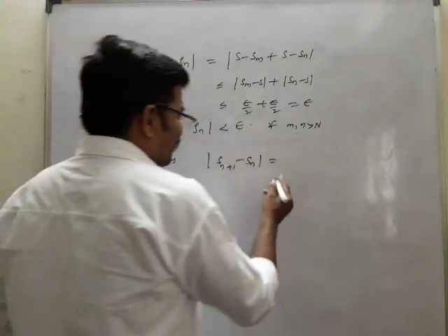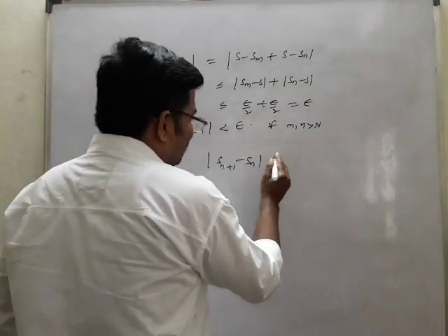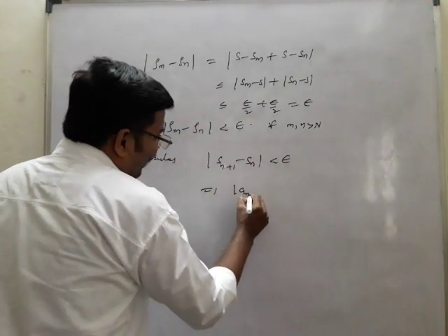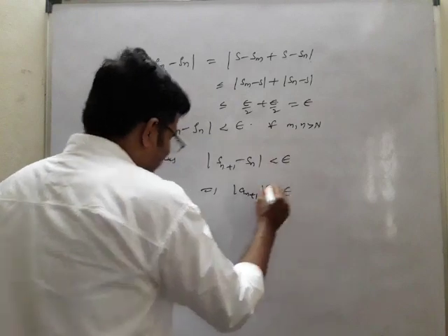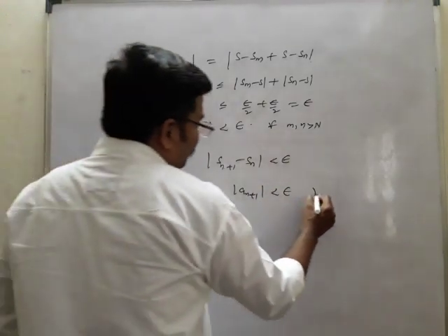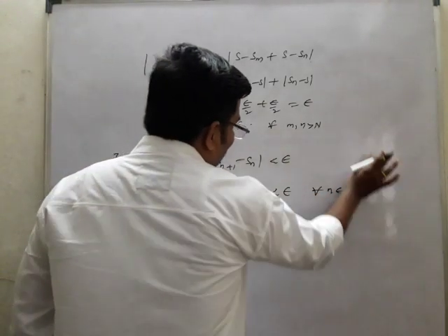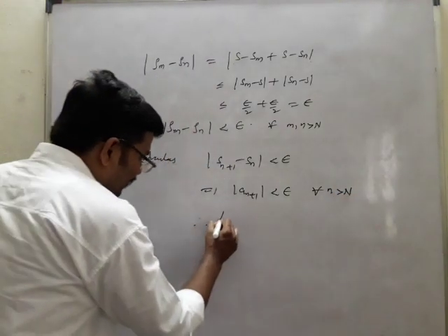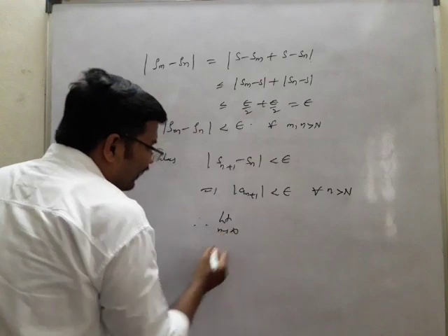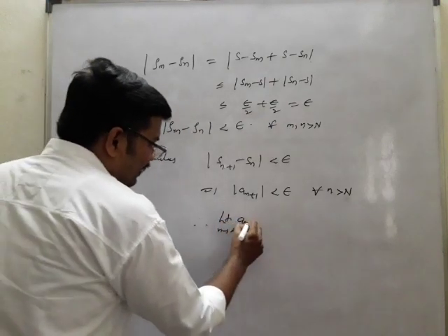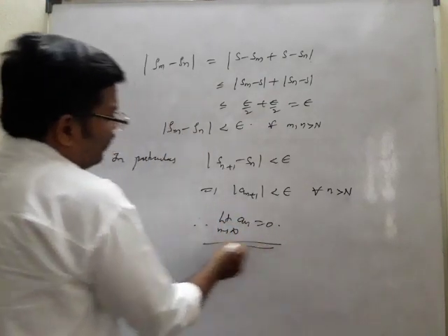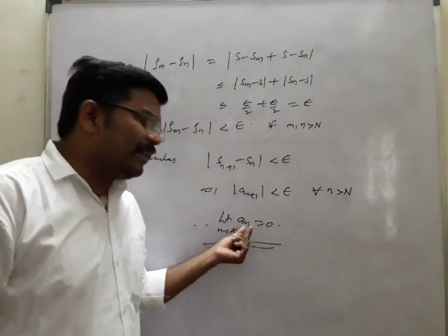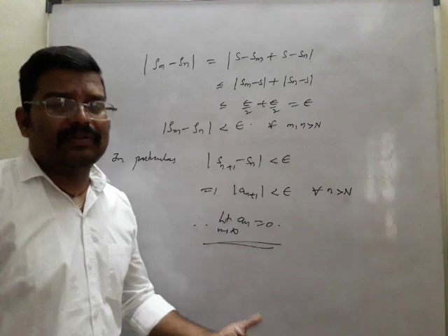So what will you get here? As this is less than epsilon, you will get mod an plus 1 less than epsilon for all n greater than N. You will get like this. So therefore limit n tends to infinity of an equals 0. And rho n is also equal to 0.